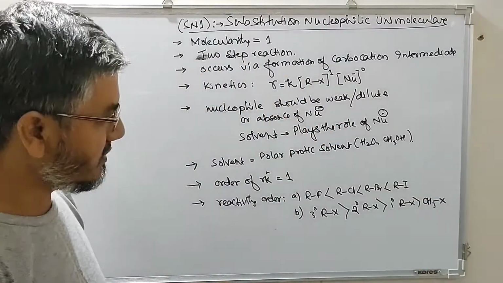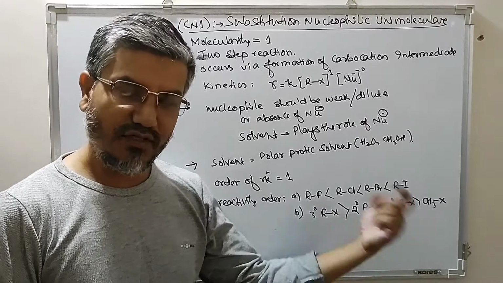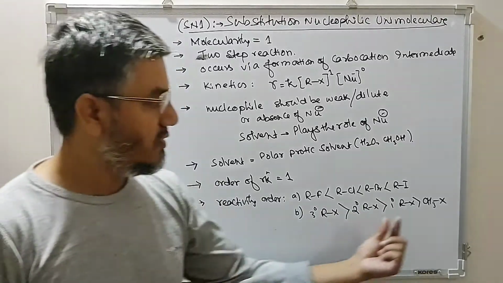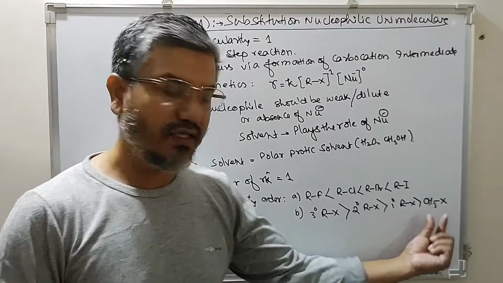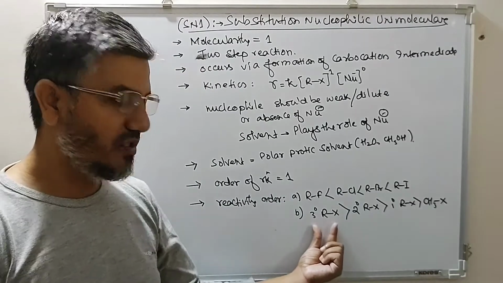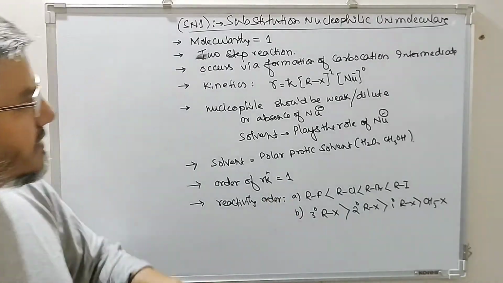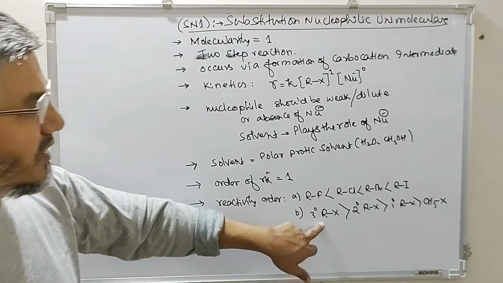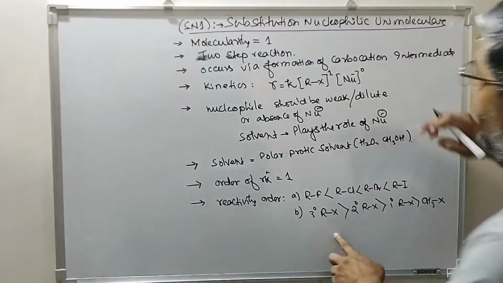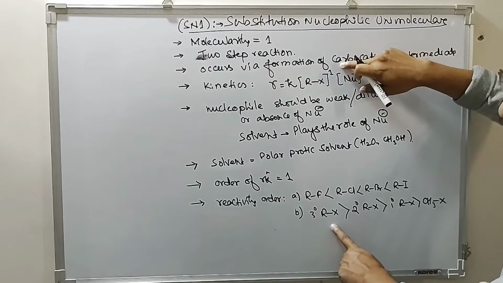So if you look at this, the reactivity order is just opposite of that of SN2. In SN2, primary or methyl was the most reactive, whereas in SN1, tertiary is the most reactive. So why is this so? This reactivity order runs parallel to carbocation stability.